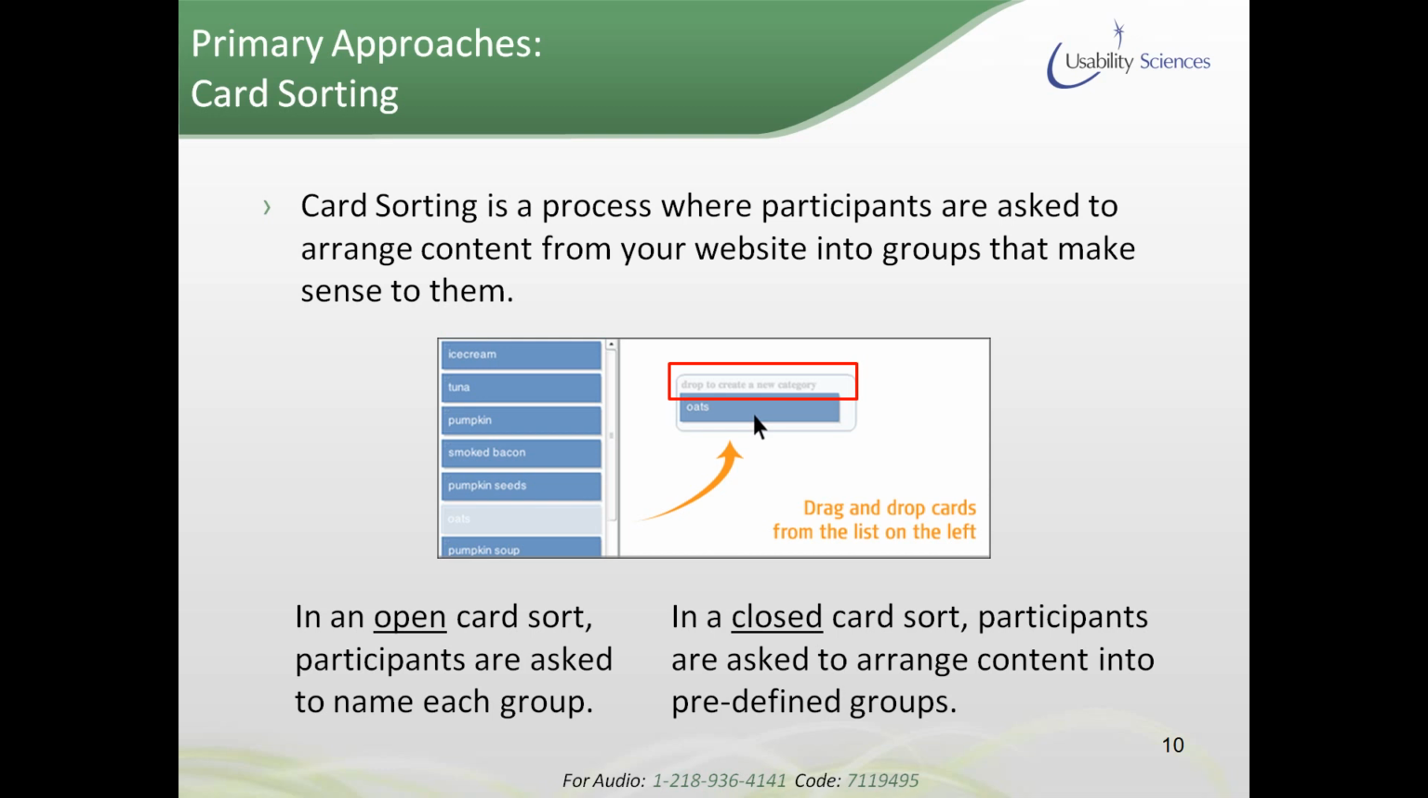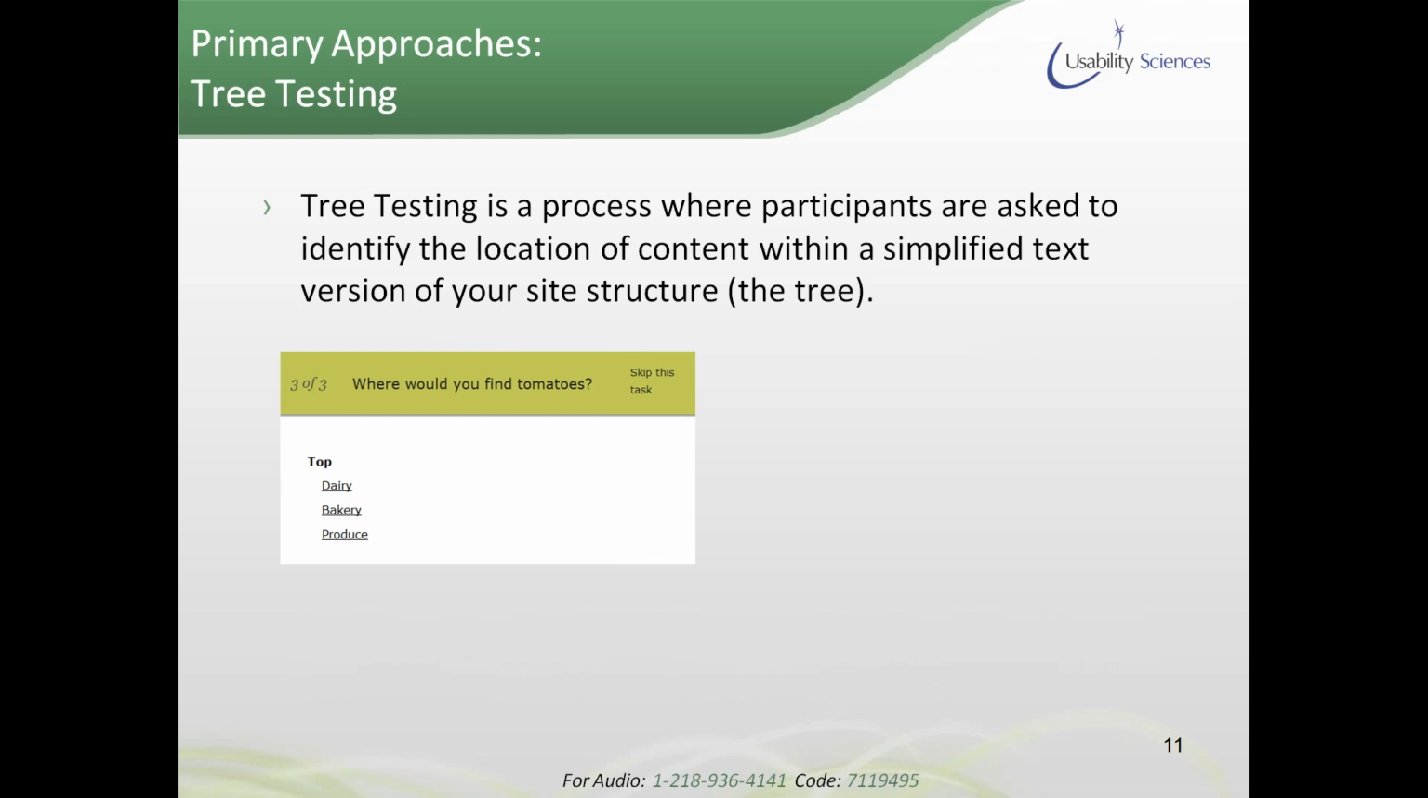So that's your open and your closed card sort. We'll talk about in just a little bit when it makes sense to use this methodology. The other approach I'll talk about is tree testing. I would suspect that most of you are less familiar with this methodology, but essentially a tree test is a process where participants are asked to identify the location of content within a simplified text version of your site structure.